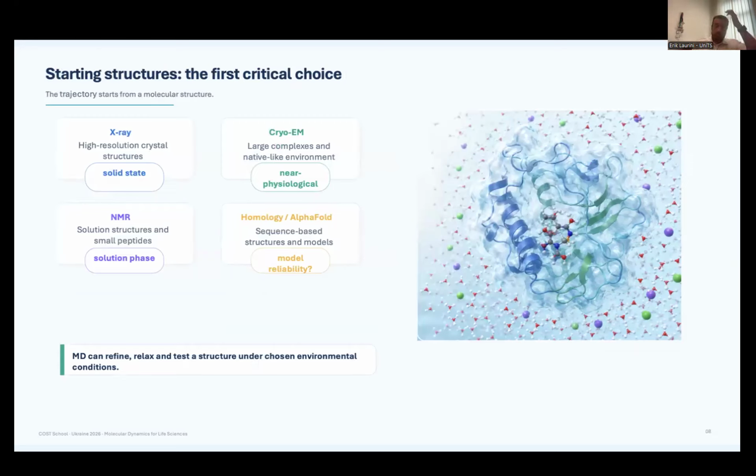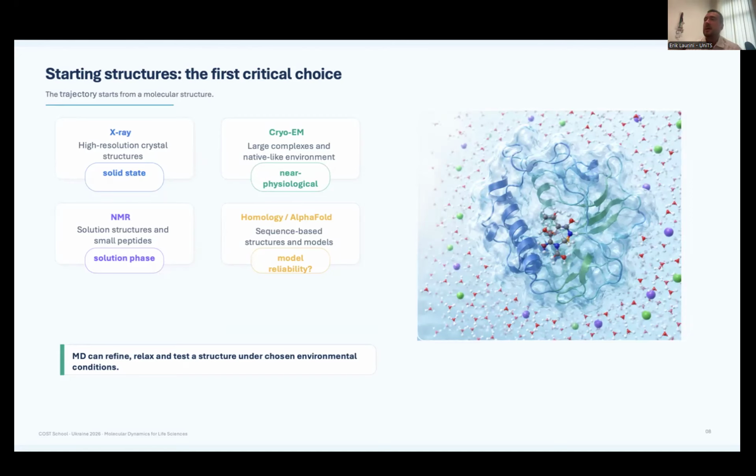Let's start. What we need is a starting structure, and this is probably the first critical choice. Why? Especially in the simulation of a biological system. Because if we want to simulate just a small organic molecule, this is not a problem, because you can draw from scratch the molecule, and then you can apply the protocol we saw previously in the presentation.